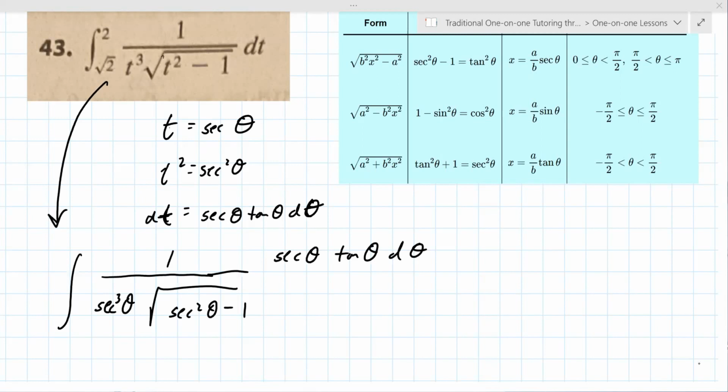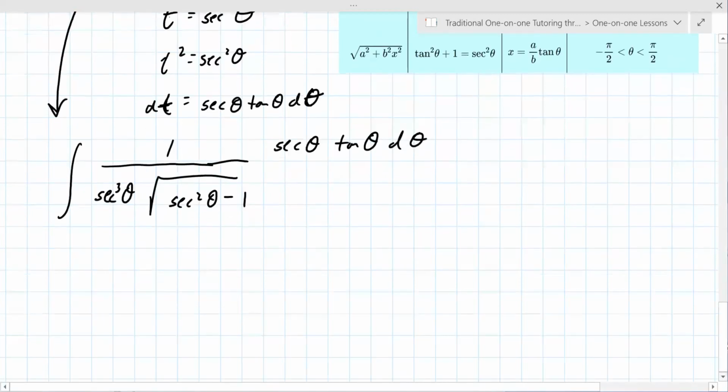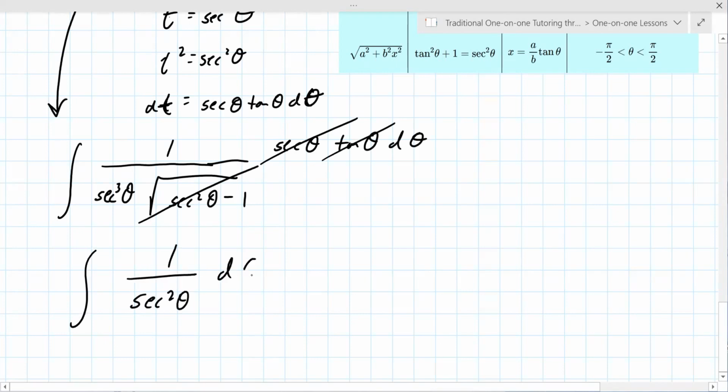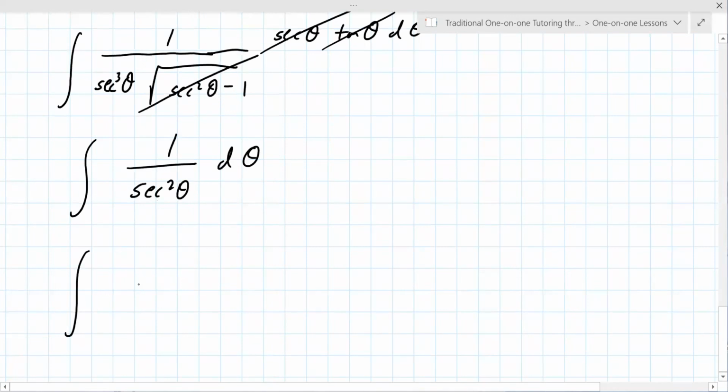Can I keep going here? Sorry, I didn't know if you were ready. Okay. So the secant squared theta minus one ends up being tangent theta. So there are three trig ones you've got to remember. So that becomes tangent of theta. This is tangent of theta, so that cancels. And that's really critical here. These cancel. This secant of theta goes with one of those. So you have the integral of 1 over secant squared theta d theta from all this. But you can even do more because the reciprocal of secant is cosine.